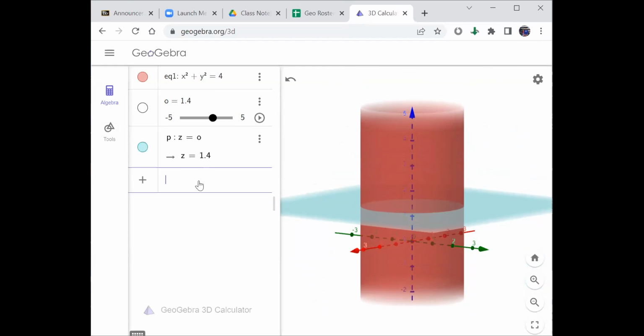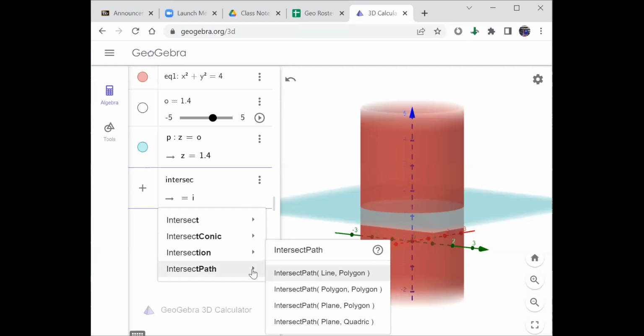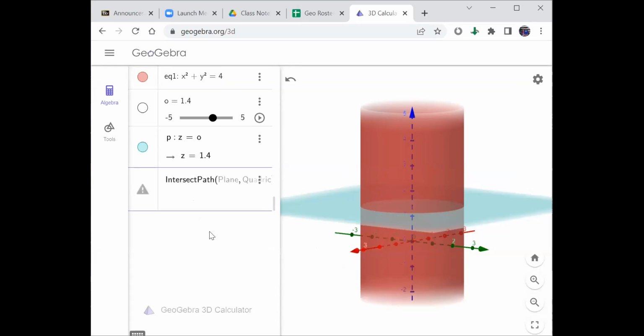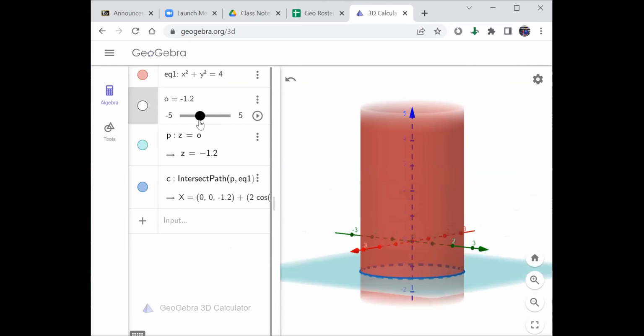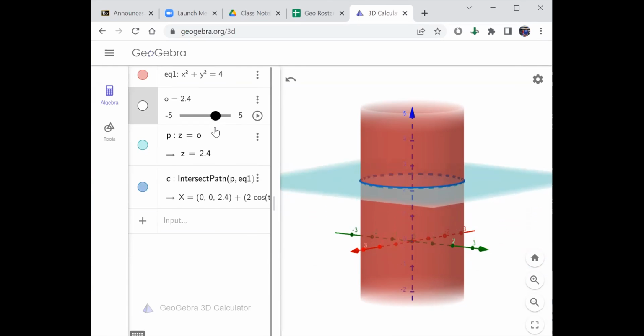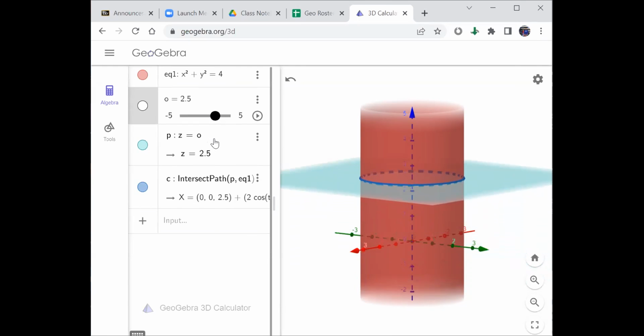All right. So let me see if I can do the intersection to make it pop. They changed the functionality a little bit here, but plane quadric 0, so P and EQ1. Yeah, there we go. All right. I do remember some things apparently. So yeah, that blue dashed curve would be the boundaries of the cross section.